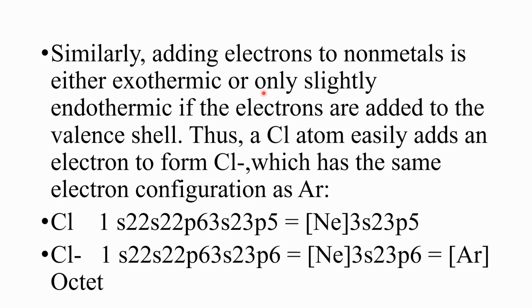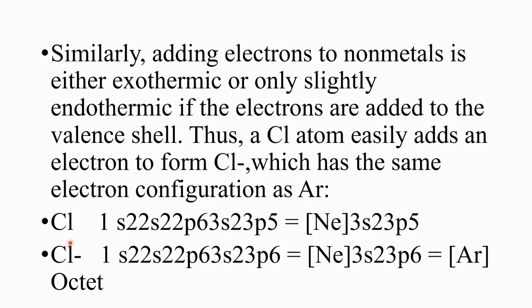Now, similarly, adding electrons to a nonmetal is either exothermic or only slightly endothermic, if the electrons are added to the valence shell. Thus, a chlorine atom easily adds an electron to form Cl-, which has the same electron configuration as argon. The atomic number of Cl is 17, so the electron configuration is neon 10, here we have 3s2 and 3p5. 5 plus 2, 7, plus 10, 17.